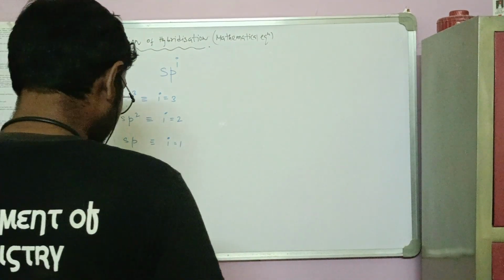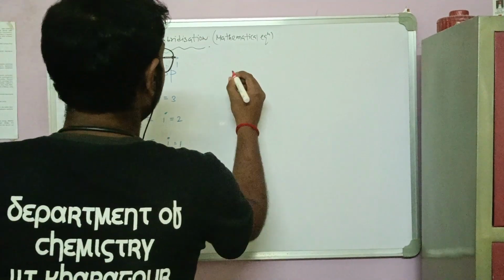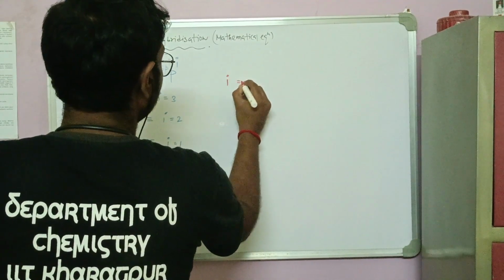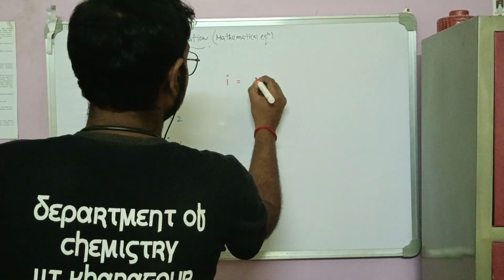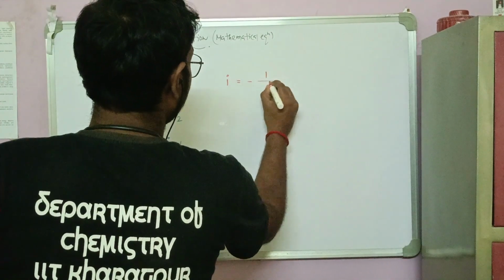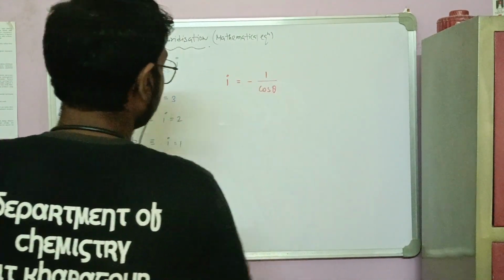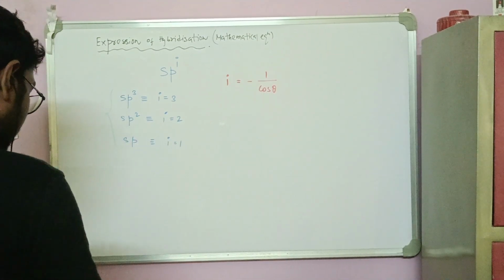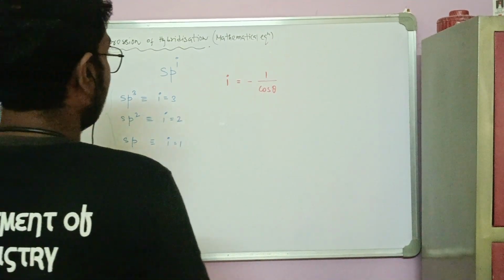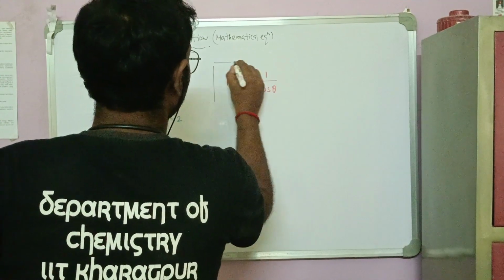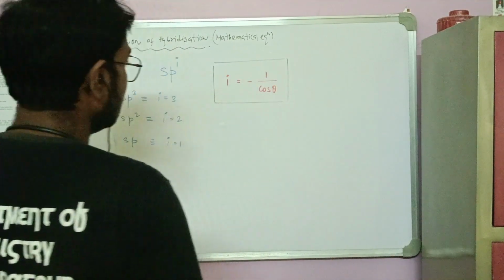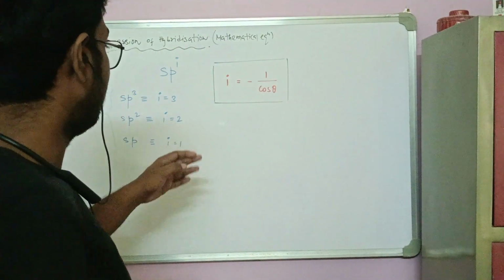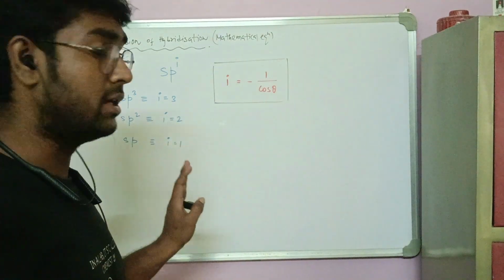So what is the equation of such hybridization? That is i equals minus 1 by cos theta. So this is the mathematical equation and it is really helpful, and we can get the hybridization of all of the molecules which are given. So let's solve some of them and the concept will be clear.